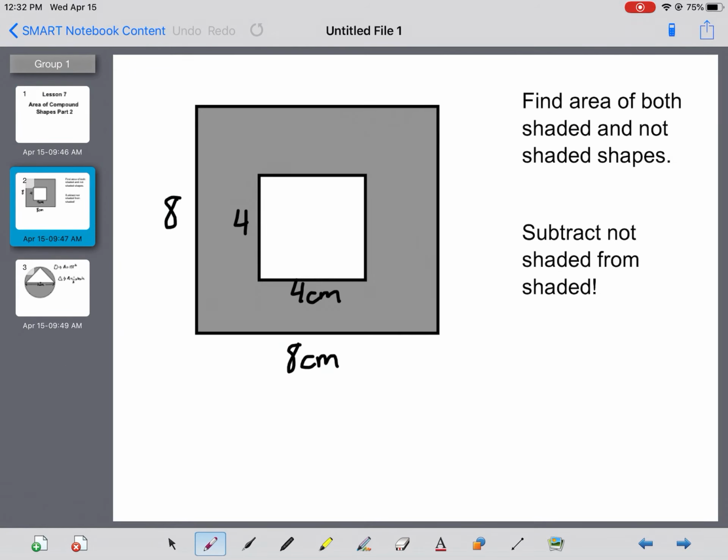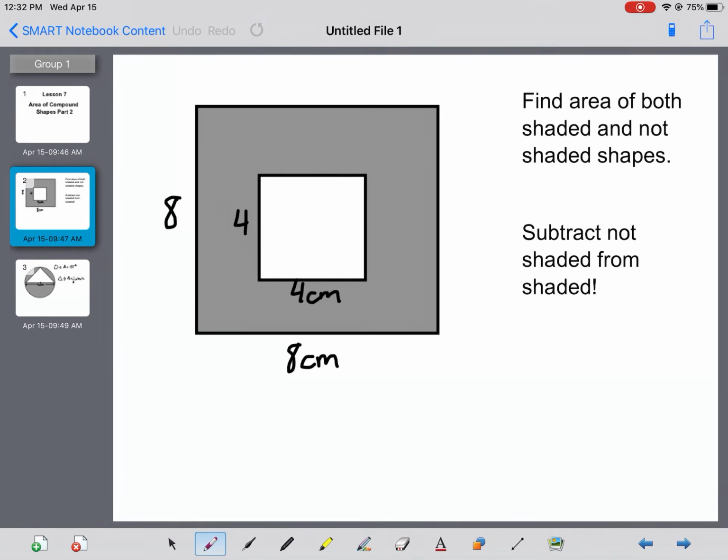Lesson 7, Area of Compound Shapes, Part 2. So today we're going to be looking at compound shapes again, but they're going to be a little bit different than last time. What you will see on your exercises are larger shapes with, you can imagine, a smaller shape being taken out of them or a piece being removed from that larger shape.